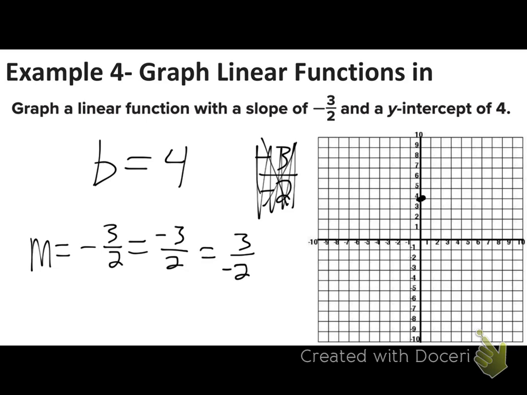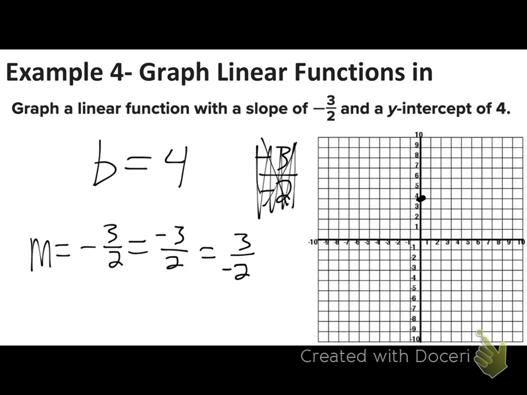Okay? So let's do negative 3 over positive 2 first. So my rise is negative 3. Since it's negative, am I going up or down? Down, how many? 3. My run is positive 2. So if it's positive, am I going left or right? Right. How many? 2. So down 3, right 2.